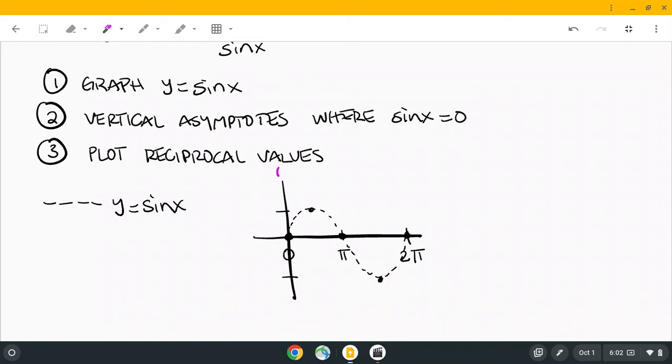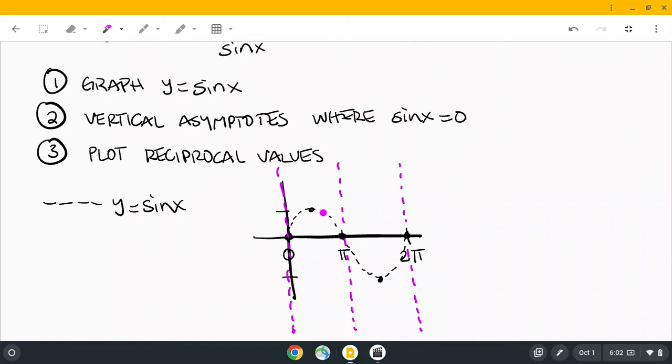Right here, this is where sine is 0, so we have a vertical asymptote there. This is also where sine is 0, and right here is where sine is 0. So here and here, we will also have vertical asymptotes. And then we plot the reciprocal values. All of these are points. Like this is 1, and then this is maybe 0.98, 0.97. I'm making these up, but they are somewhere between 0 and 1. Right there, it's like 0.5.